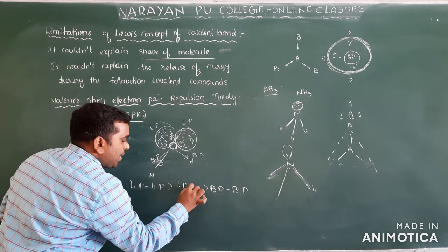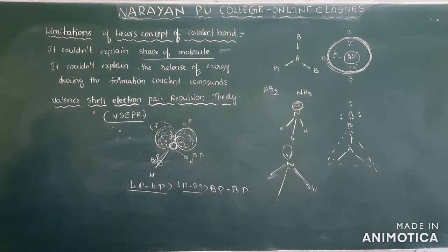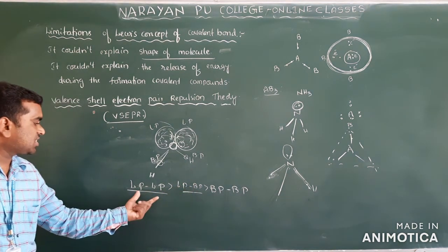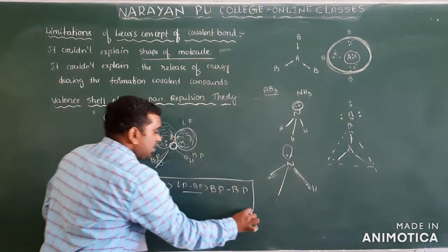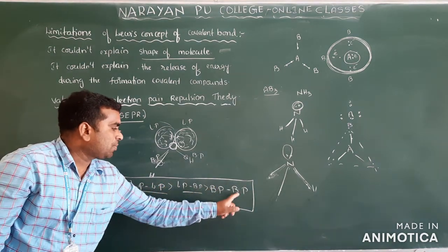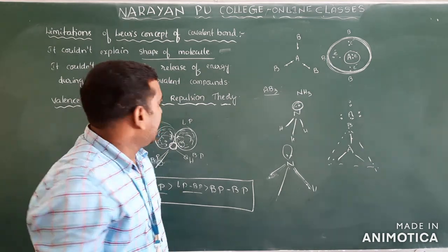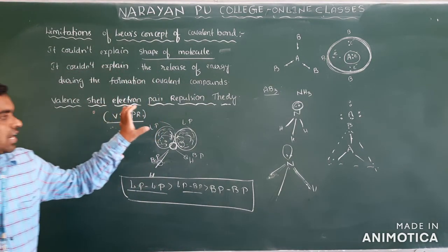And lone pair and bond pair will have less repulsions compared to lone pair and lone pair. Clear? Lone pair and bond pair will have less repulsions compared to lone pair and lone pair. Where we will observe the most repulsions: lone pair and lone pair, then lone pair and bond pair, then bond pair and bond pair. So this is about the main postulates of valence shell electron pair repulsion theory.